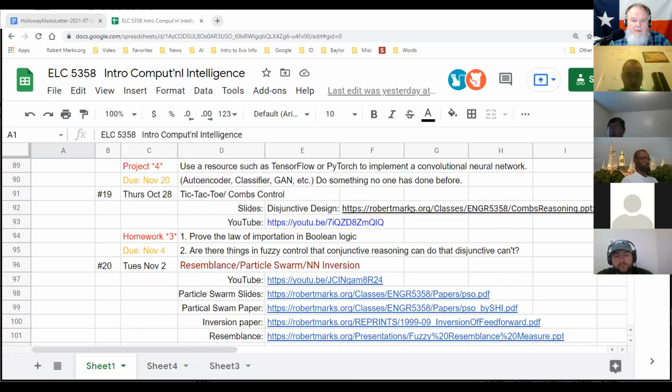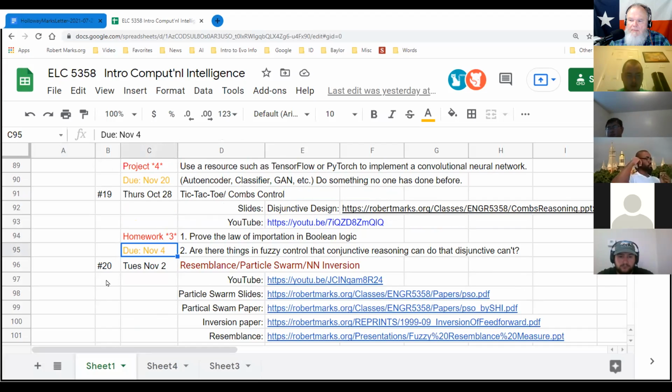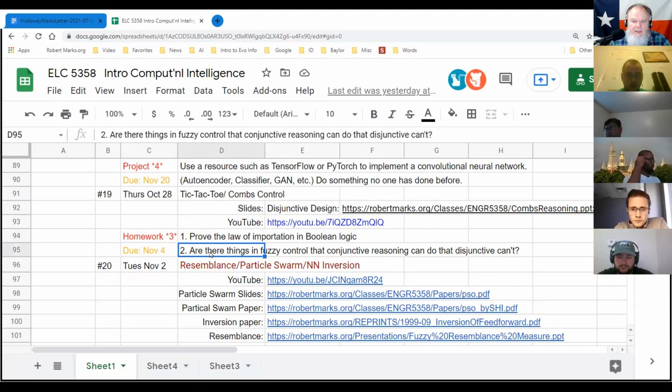Yeah, here it is in the spreadsheet. It's been here for quite some time. Homework number 3, due November 4th. You can see my screen here, right? And prove the law of importation in Boolean logic. And are there things in fuzzy control that conjunctive reasoning can do that disjunctive can't?